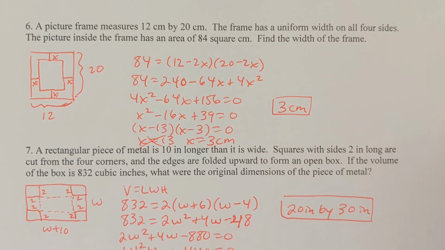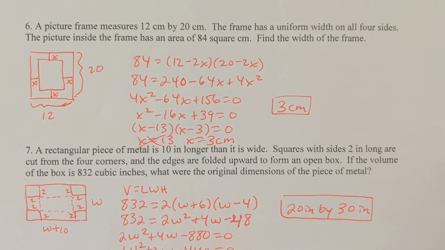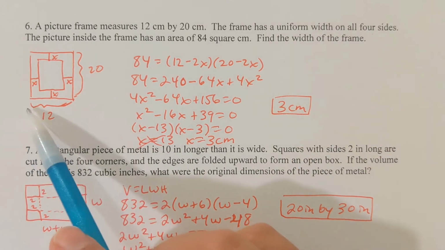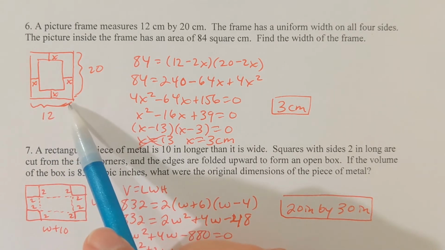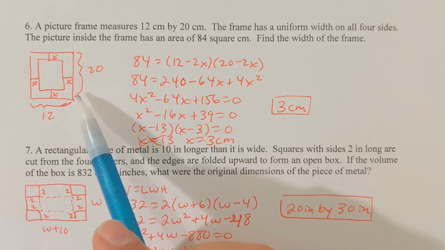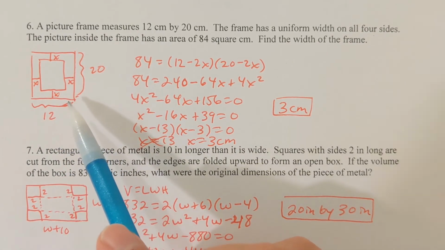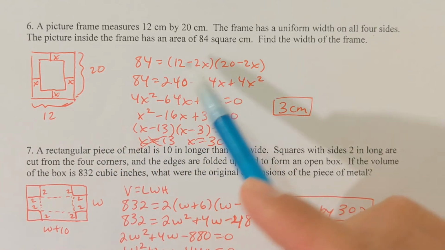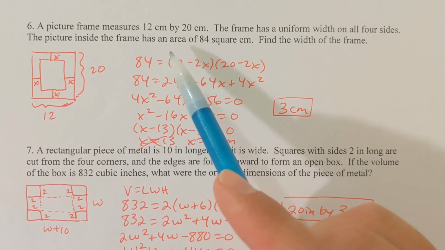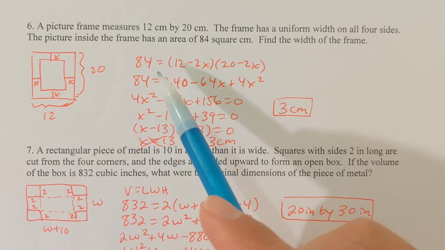Okay. A picture frame measures 12 centimeters by 20 centimeters. The frame has a uniform width on all 4 sides. The picture inside the frame has an area of 84 square centimeters. Find the width of the frame. Okay, so I've got a frame that measures 12 centimeters by 20 centimeters. The frame has a uniform width on all 4 sides, which I'm calling x centimeters. The picture inside the frame has an area of 84 square centimeters.